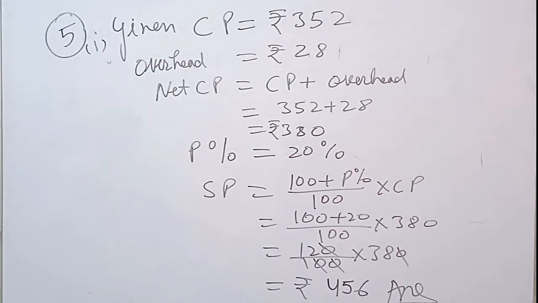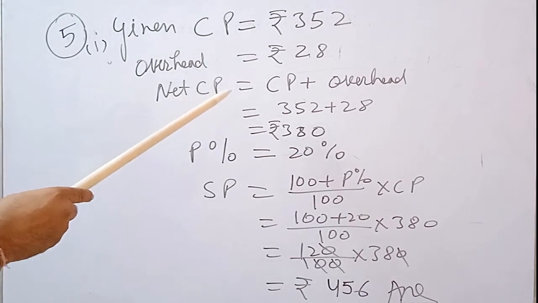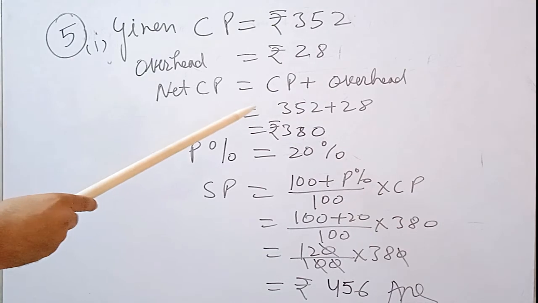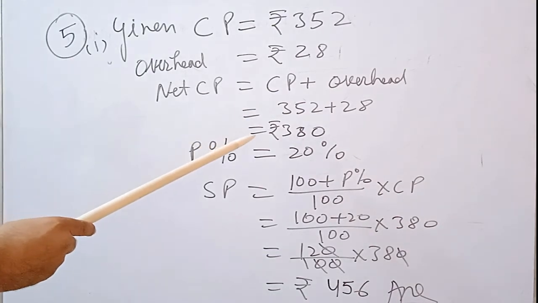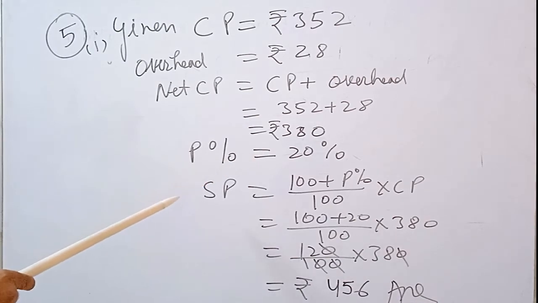Children, I am taking question number 5, first part, in which overhead expenses are given. So how to do it whenever overhead expenses are given? Given CP equal to rupees 350 and overhead is rupees 28. So we have to find the net CP. Net CP is equal to CP plus overhead, that is 352 plus 28, that is rupees 380. So net CP is 380. Profit percent is given 20%. I have to find the SP.